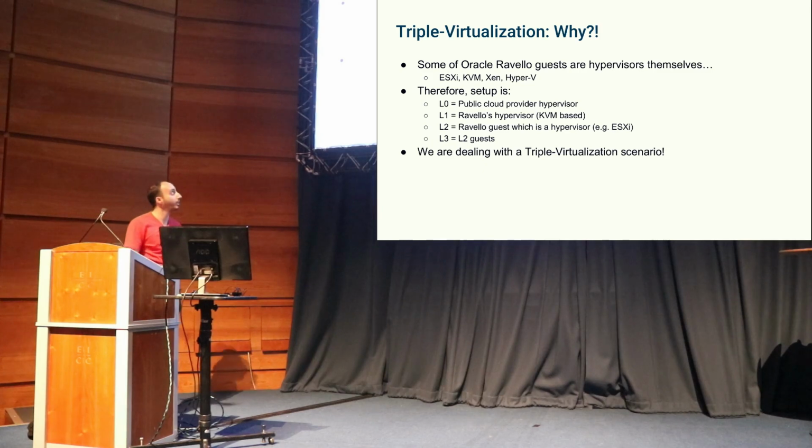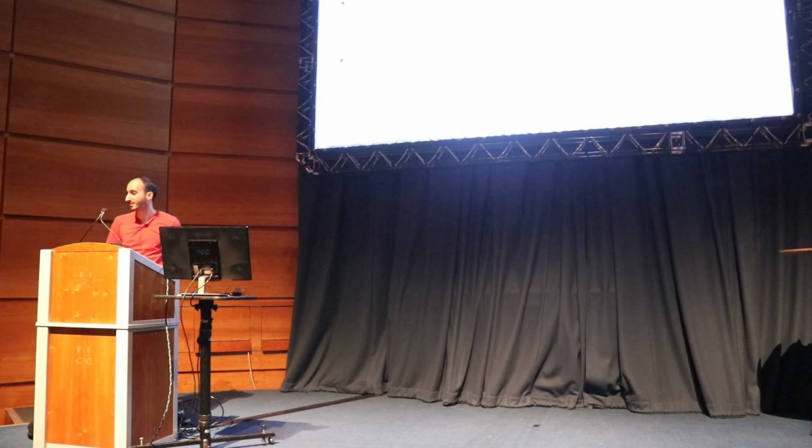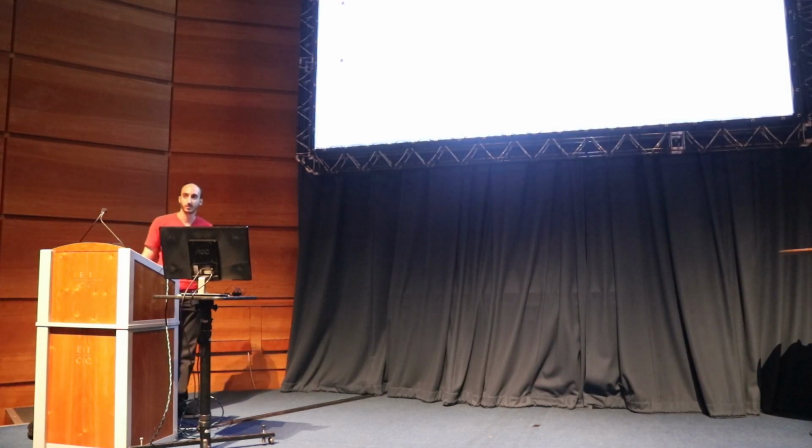And in this case, what is unique here is that the layer 2 guest is also a hypervisor. And therefore, it's going to execute things like VMREAD, VMWRITE, VMPTRLD, and things like that. Okay. Anything else?